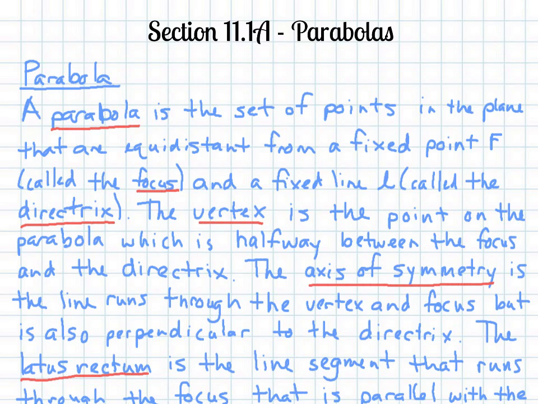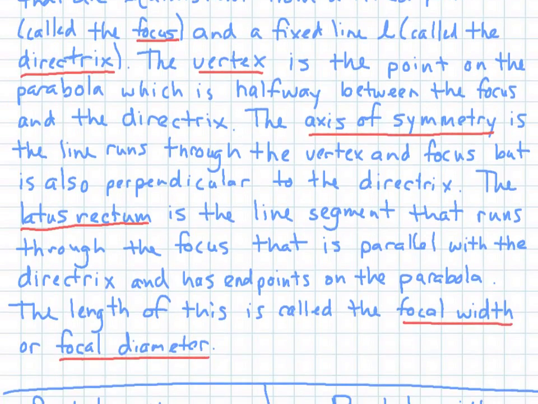The axis of symmetry is the line that runs through the vertex and focus, but is also perpendicular to the directrix. Now this next word, you're going to have to get your chuckles out now, because I'm probably not going to use this word again, but this is the formal word for this. So the latus rectum is the line segment that runs through the focus, is parallel with the directrix, and has endpoints on the parabola. We usually don't use that word. We'll call it the focal width or the focal diameter, because we're usually talking about the length of our latus rectum. So get your giggles out now and let's move forward.